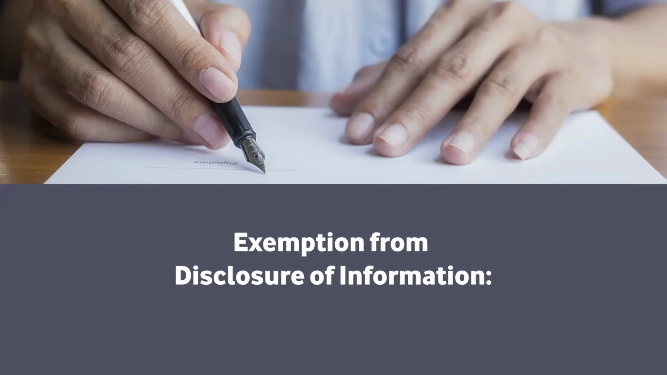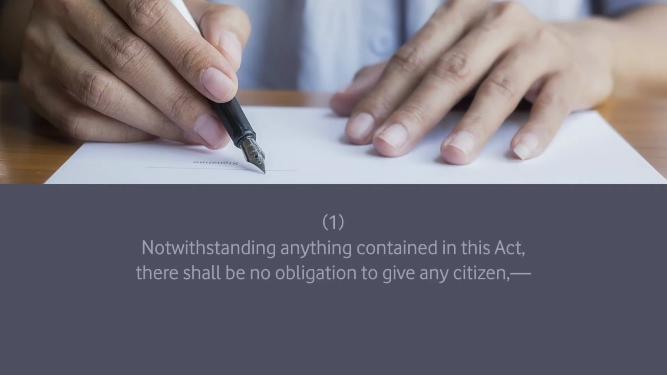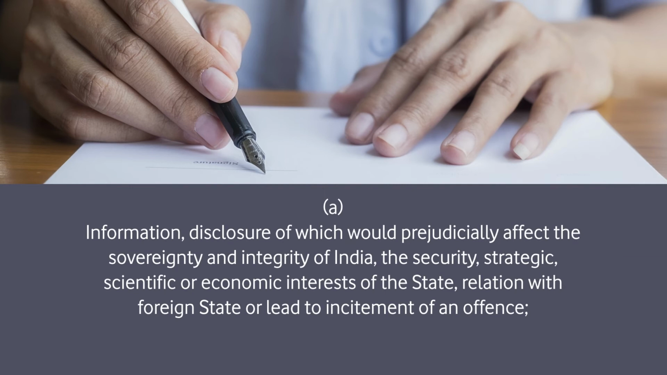Exemptions from disclosure of information, a very important section. Notwithstanding anything contained in this Act, there shall be no obligation to give any citizen information, disclosure of which would prejudicially affect the sovereignty and integrity of India, the security, strategic, scientific or economic interest of the state, relationship with foreign state, or lead to incitement of an offence. So, these are the exceptions.